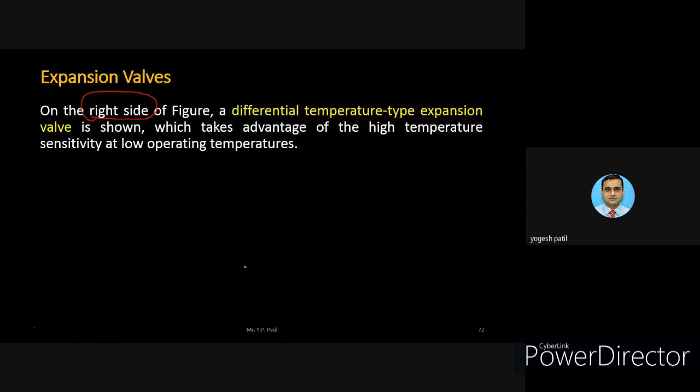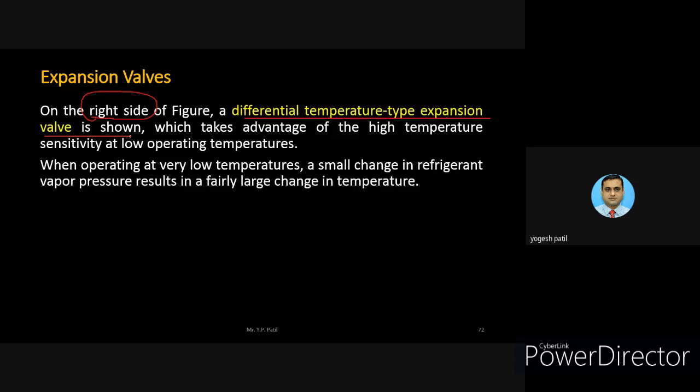On the right side of the figure, a differential temperature type expansion valve is shown. Okay, what is it called? A differential temperature type expansion valve is shown, which takes advantage of the high temperature sensitivity at low operating temperatures. So this particular arrangement is to improve the sensitivity at low operating temperatures. When operating at very low temperature, a small change in refrigerant vapor pressure results in a fairly large change in temperature.